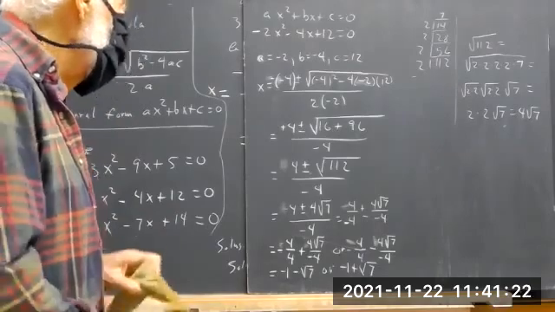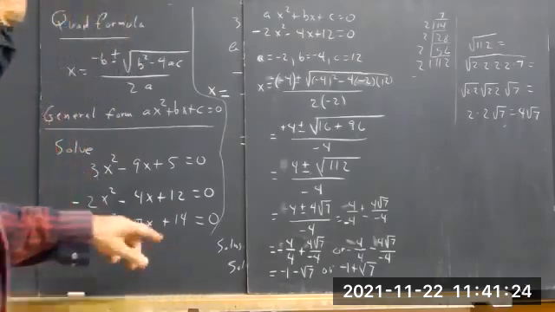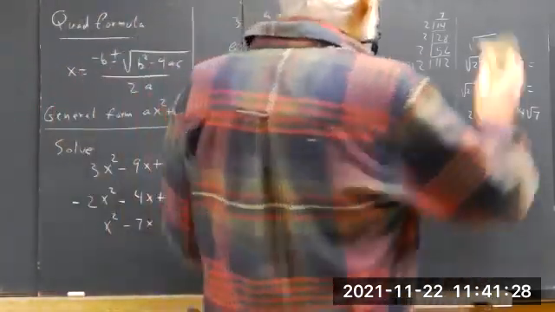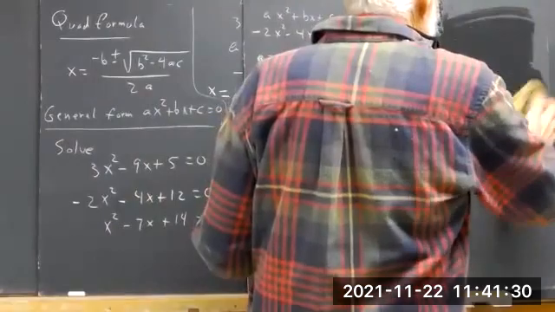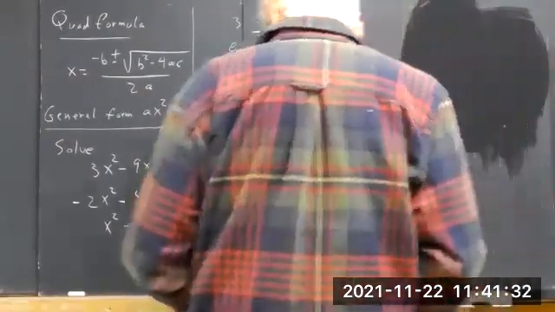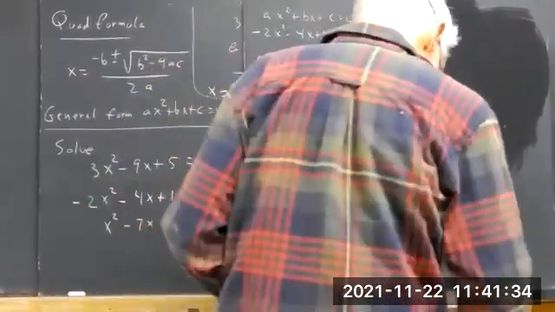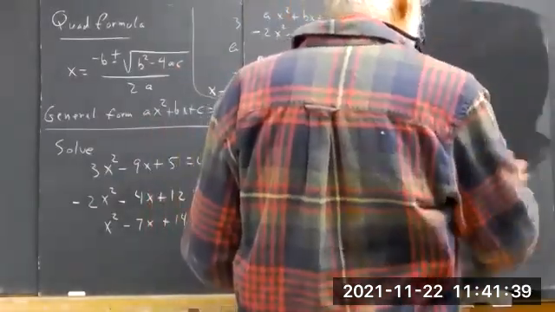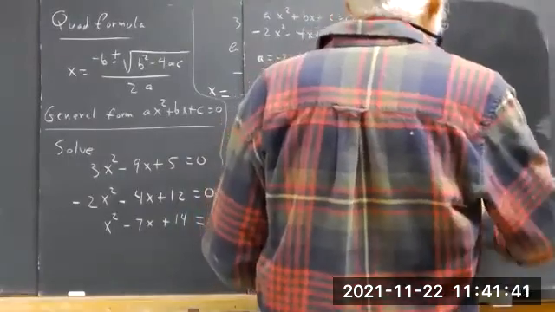Okay, let's move on to the third problem. Let's see if I can do this more carefully. I'm going to erase all this stuff about the prime factorization, but that's how we make sure that the square root of 112 is as simplified as it can be.